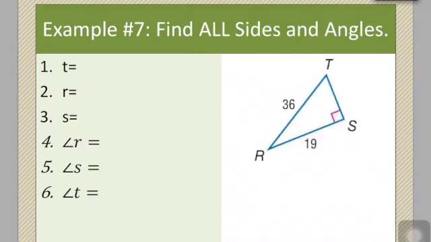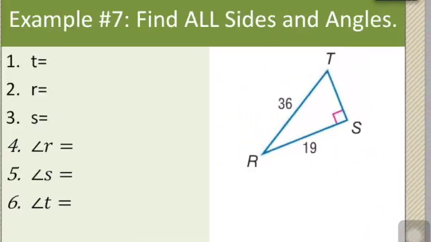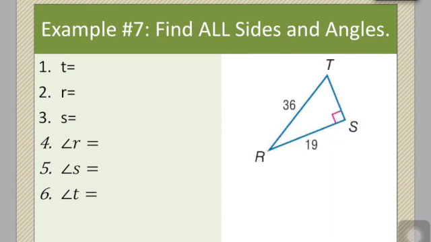Okay, so in this example, we're going to want to find all the sides and all of the angles in the triangle. So the way we're going to go ahead and label these is, first we got to identify what we already have, right? We already have angle S. So angle S is going to be 90 degrees, right? That's already given to me. We already have the side opposite angle S, which is also S, so that's 36. And then I'm also given the side opposite angle T, which is side T, and that's going to be 19.